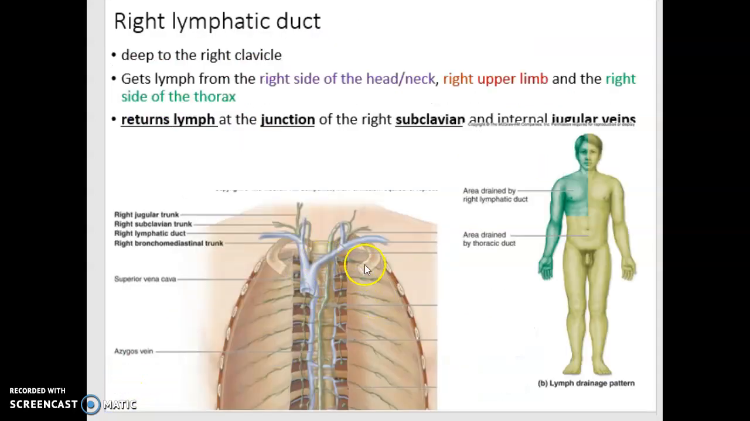Now, both ducts are going to drain into the junction between the subclavian vein and the jugular vein. Now, like veins, fluid moves back through the trunks and the lymphatic system by skeletal muscle contraction.